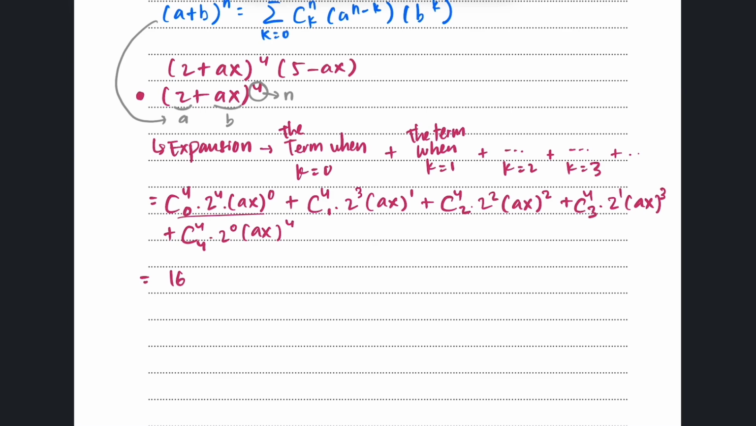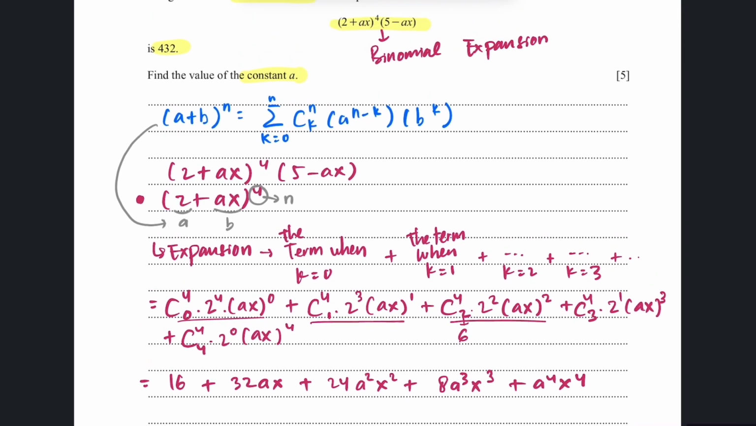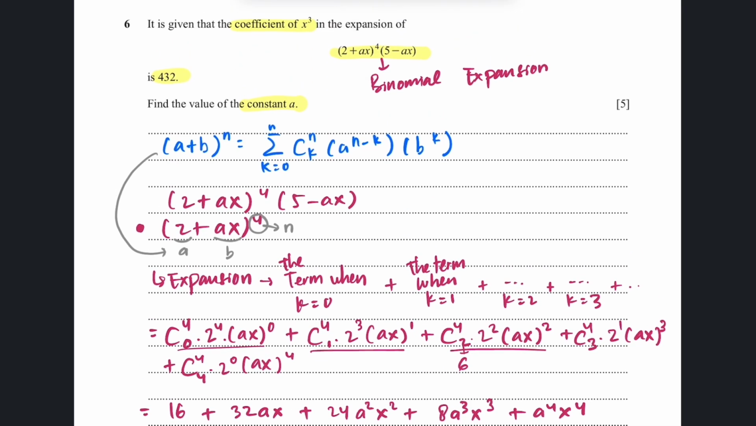And we can simplify all these summations. The first term will be 16, added by 32ax for the second term. The third term will be 4c2, which is 6, times 2 squared, which is 4, so it will be 24a squared x squared. The fourth term will be 4c3, which is 4, times 2, so it will be 8a to the power of 3, x to the power of 3. The last term will be 4c4, which is 1, times 1, times a to the power of 4, x to the power of 4.